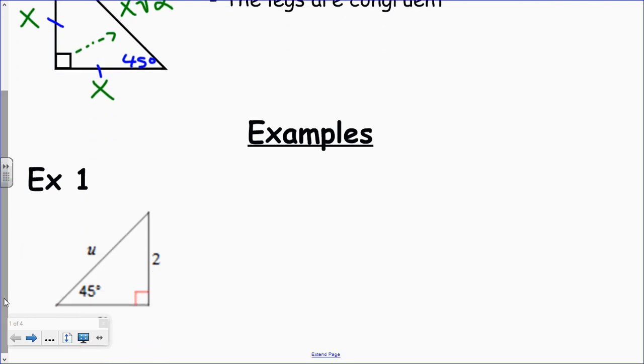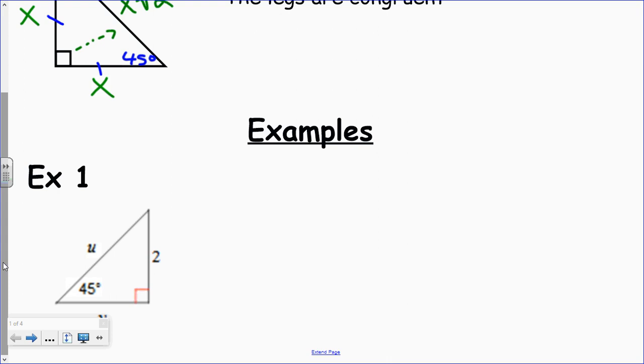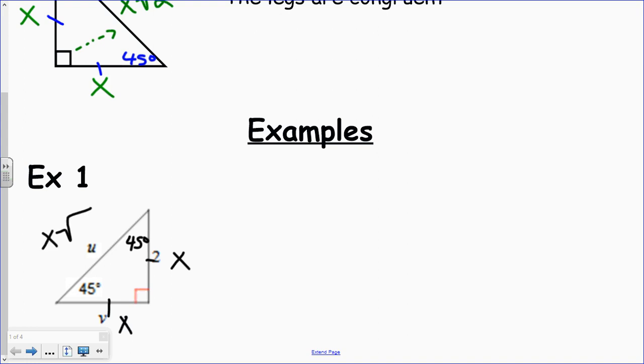So in example 1, we have this triangle here. And because we have a 90-degree angle and a 45-degree angle there, then we know this other angle that isn't written is a 45-degree angle as well. So now we know we are dealing with a 45, 45, 90 triangle, where these two sides are congruent to each other because they are legs. So if we work with the proportions, we know the legs have the value of x, and then the hypotenuse will have the value x root 2, okay?